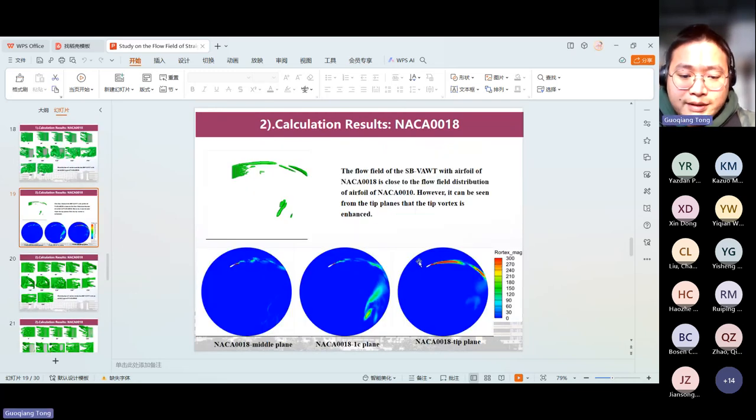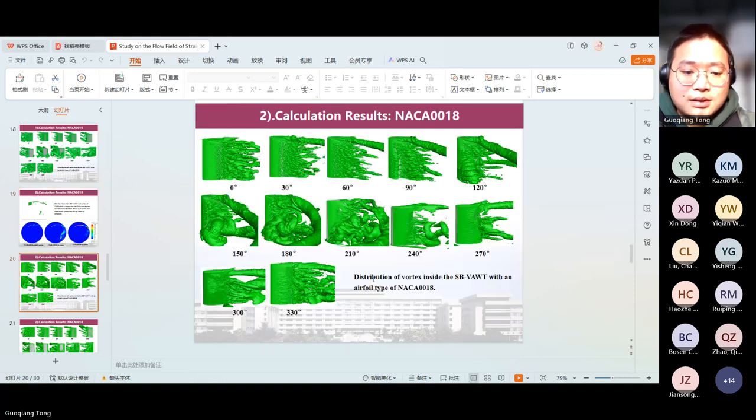The figure shows the profile of NSA-0018. Overall, the profile distribution is very close to NSA-0010. However, it can be seen from the blade tip line that the tip vortex is enhanced. NSA-0018 performs almost identically to NSA-0010 at angles from 0 to 60.